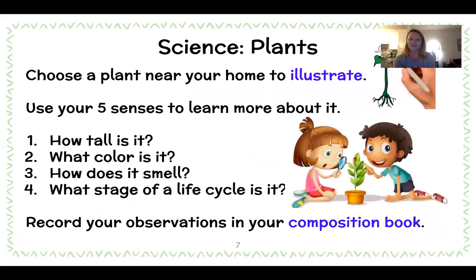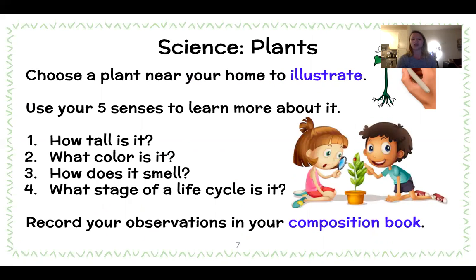All right, your next activity is science for plants. So you are going to choose a plant near your home to illustrate. Illustrate means to draw. So you use your 5 senses to learn more about it. So you can go outside. You may even have a plant inside. You can go to a garden around your apartment or outside your home, wherever, and find a plant.